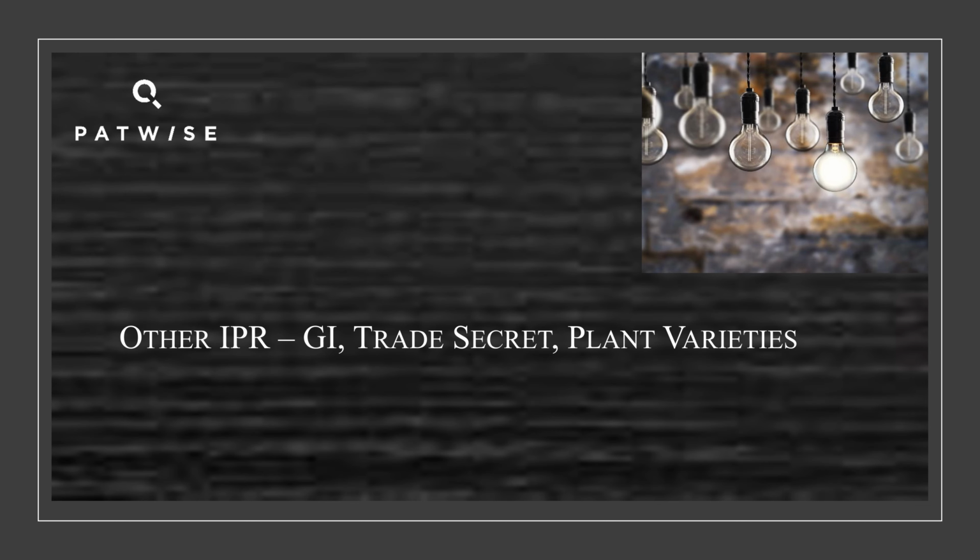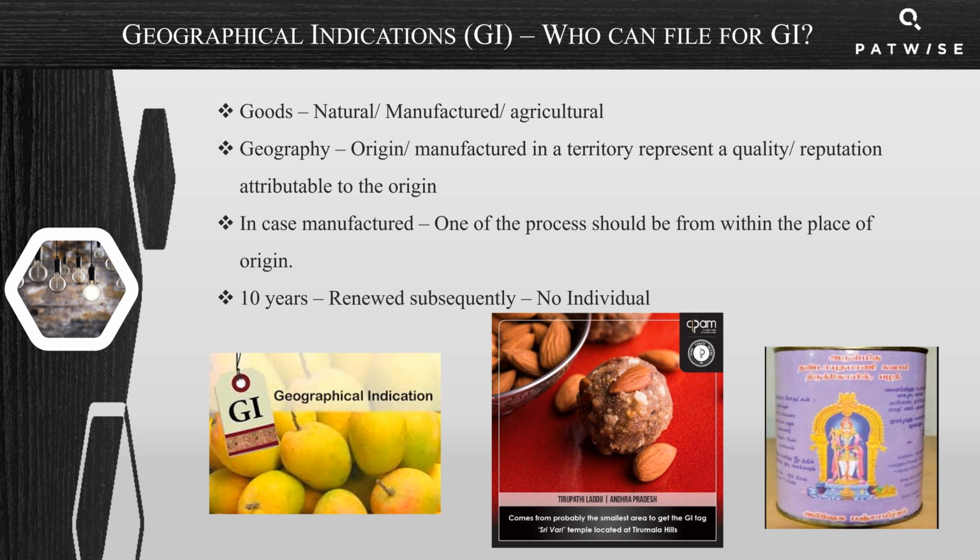Other IPR such as geographical indication, trade secret and plant varieties. A geographical indication is generally granted to a product which is naturally originating from a particular place, or manufactured in a particular place, including agricultural products. The origin or the manufacturing of the product should represent a quality or a reputation that is particular to that individual region. In case it is manufactured in the region, of the multiple processes, at least one of the processes should be from within the place of origin. Now, geographical indications are generally granted for 10 years and can be renewed subsequently.